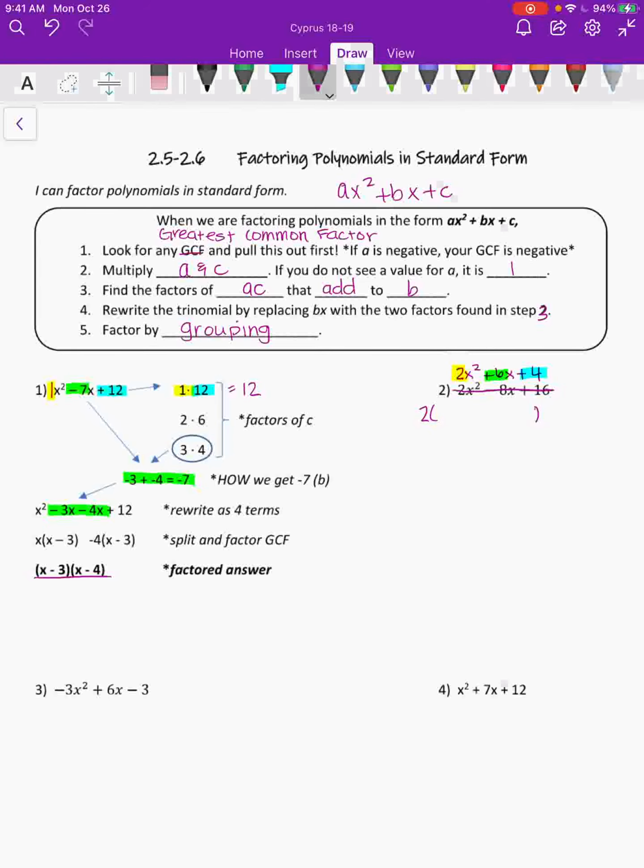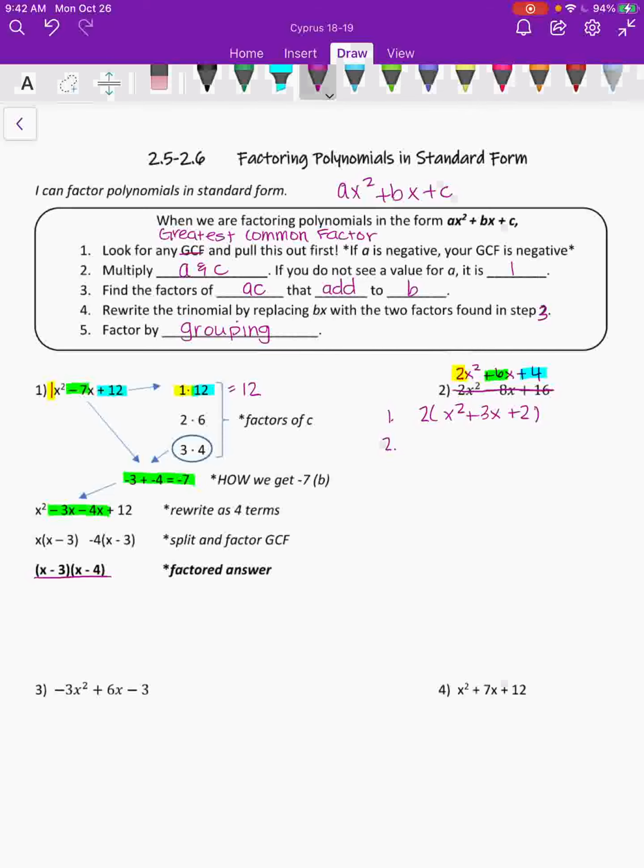Okay, so what we're going to do now is take that original problem and divide all those numbers by 2, because that's what we pulled out front. So 2x squared divided by 2 is just 1x squared. And then 6x divided by 2 is 3x. And then 4 divided by 2 is 2. So that is how we have factored out that greatest common factor. That was step 1.